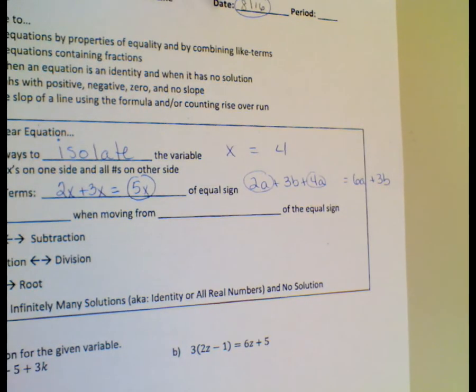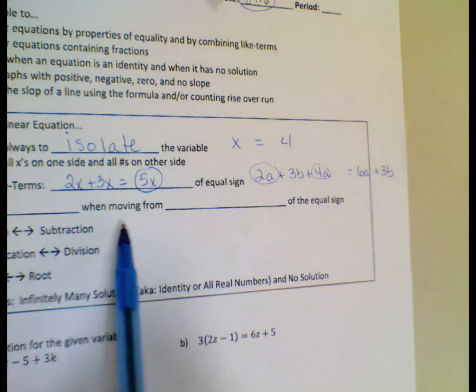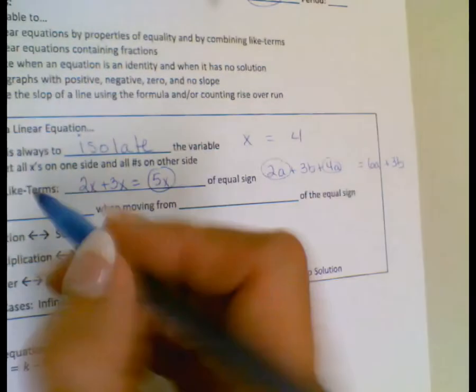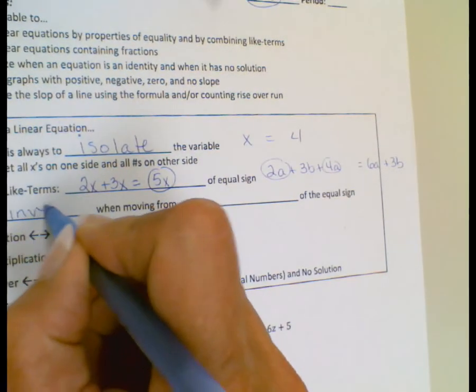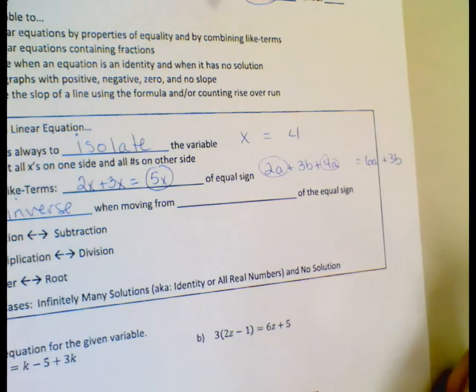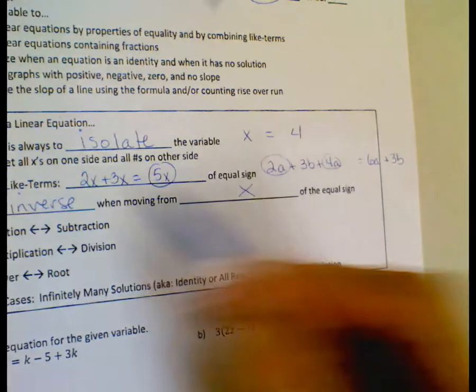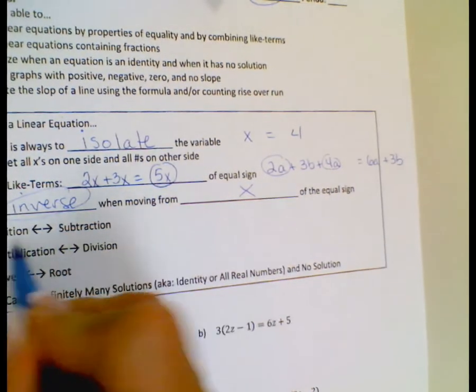This next one, I'm not sure what it is, I'm not going to lie. Do the blank when moving across the equal sign. I'm not sure what that means. So, do the inverse. Again, I don't even know what this is, but we're going to do the inverse. So what does inverse mean?